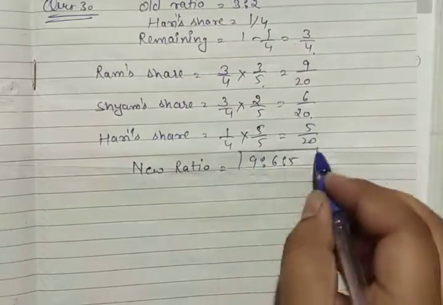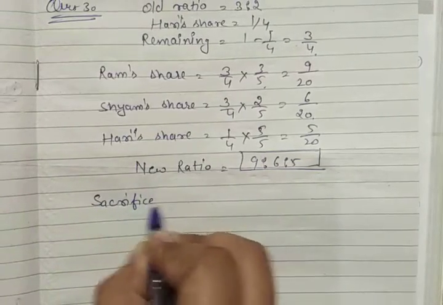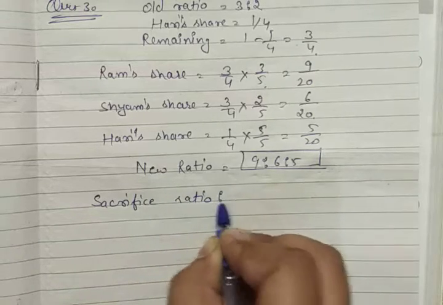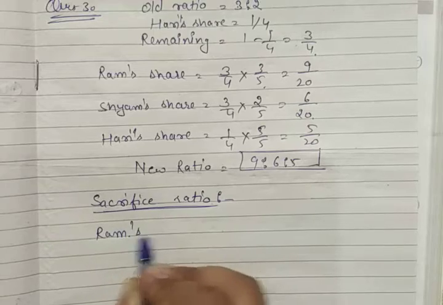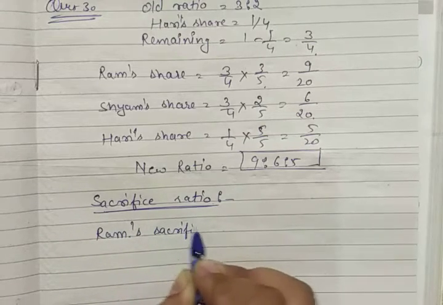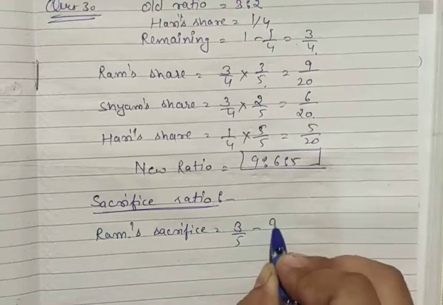Now we need to find out the sacrifice ratio. So sacrifice ratio will be like old ratio minus new ratio. So first of all, we will find it for Ram's sacrifice. That is the old share 3 by 5 minus the new share 9 by 20.